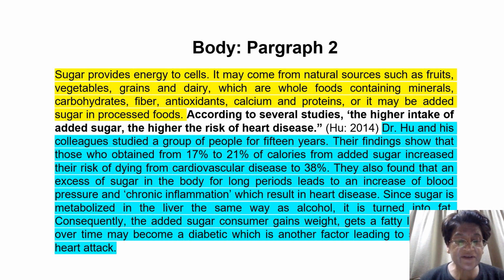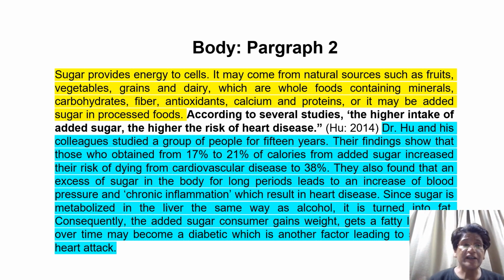According to several studies, the higher intake of added sugar, the higher the risk of heart disease. From an expert, Dr. Hu. The supporting sentences provide statistics and explanations of our research which prove the topic that added sugars increase the risk of heart disease. These supporting sentences have been highlighted in blue.